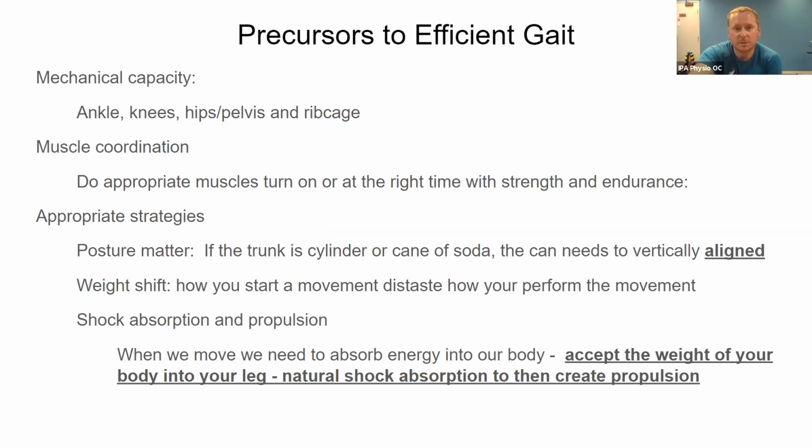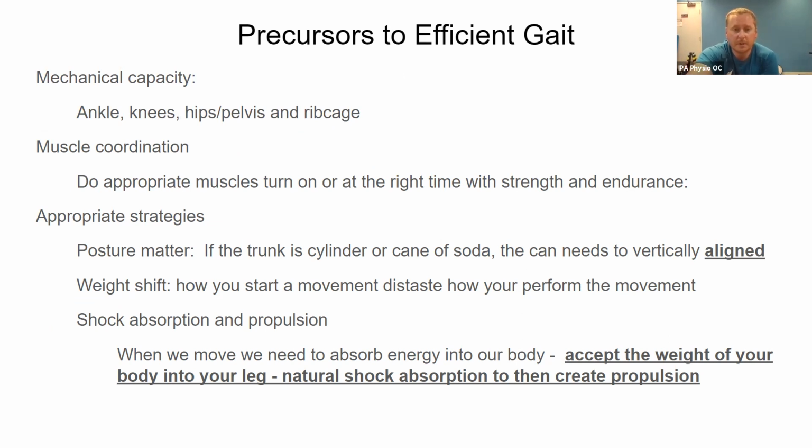So just as a quick recap here, the precursors to an efficient gait is you've got to have the mechanical capacity, ankle, knees, hips, and pelvis, and the muscle coordination, right timing, strength, and endurance. Now, we didn't talk about strategies, and that's what we're going to talk about in the first part of our lab here. But believe it or not, posture matters. You wouldn't hear that from anyone else besides a physical therapist.